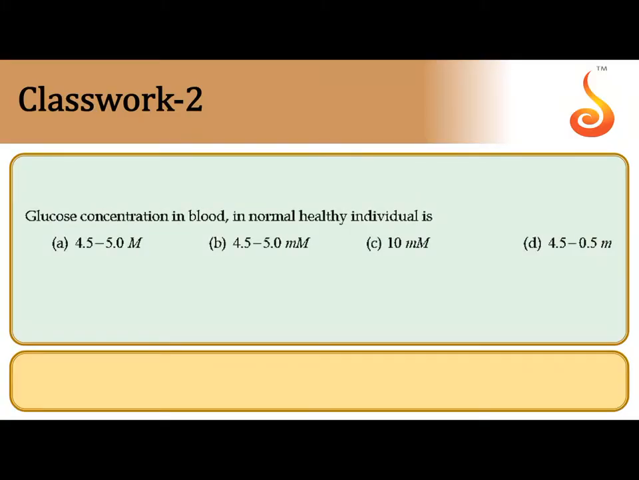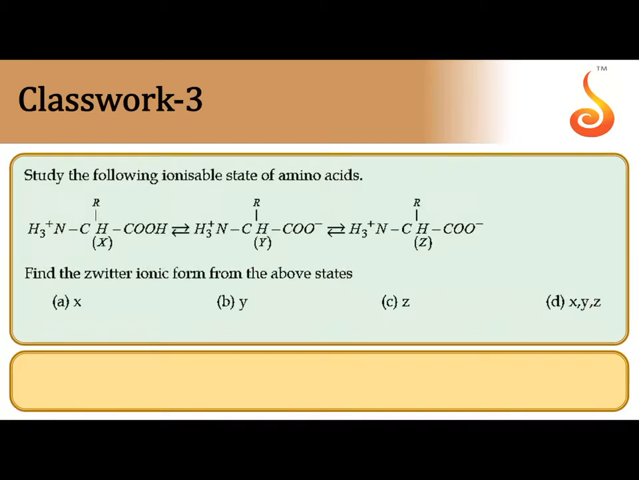Glucose concentration in blood in a normal healthy individual is 4.5 to 5.0 millimoles. Study the following ionizable state of amino acids. Here you have a state which I want you to focus on. Notice that this amino acid has a zero net charge because it has a positive charge on its amine group and a negative charge on its carboxylic group, and this is referred to as a zwitterion. So it is the second option.